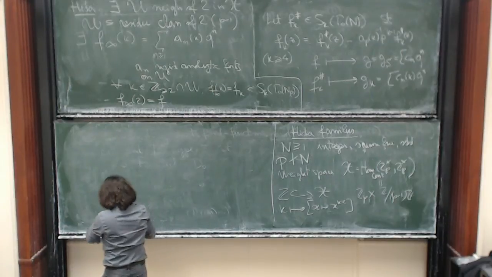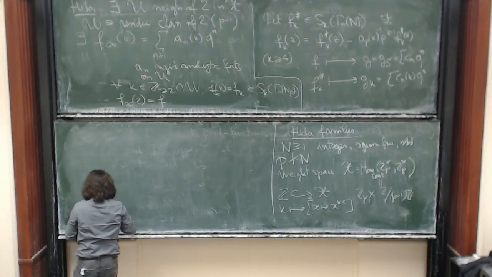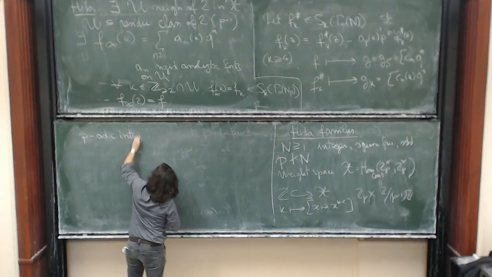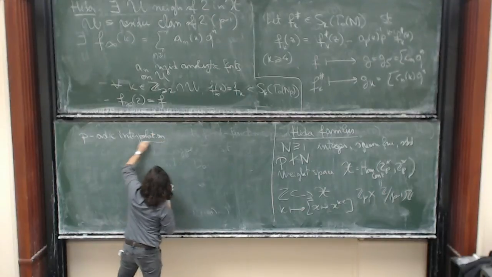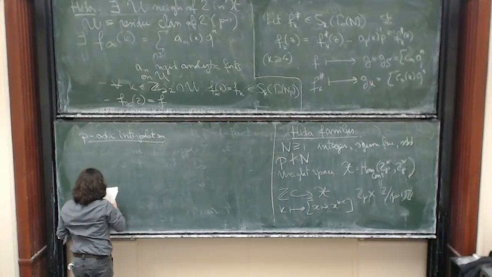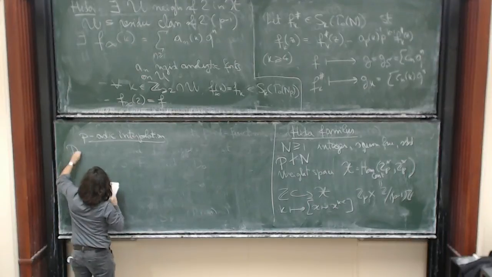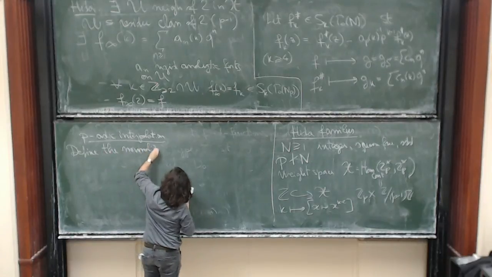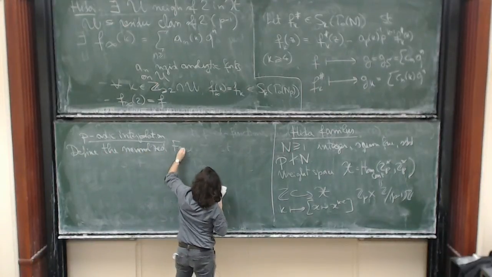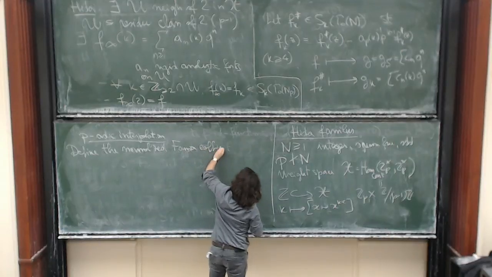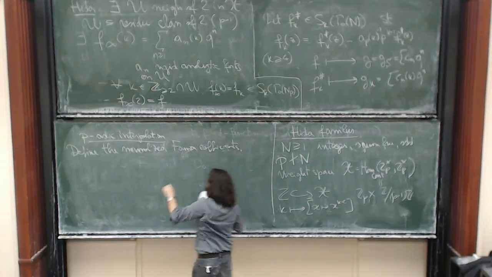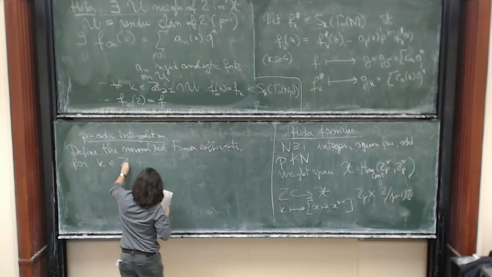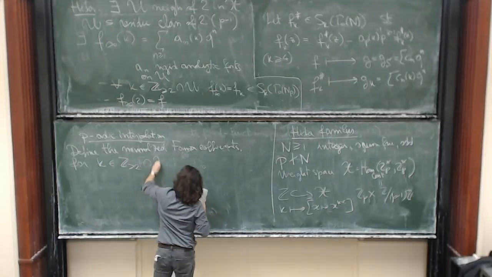So we have the following p-adic interpolation process, which is the following. We can define the normalized Fourier coefficient for k an integer strictly greater than 2 in U.